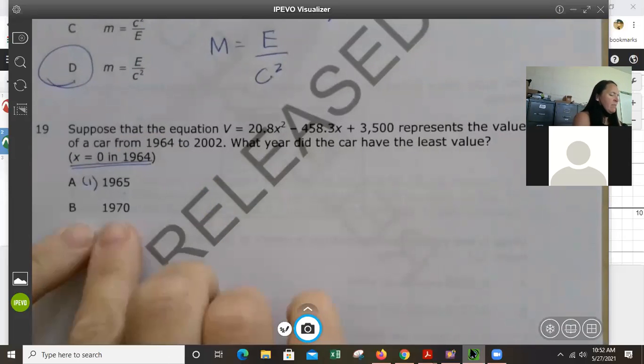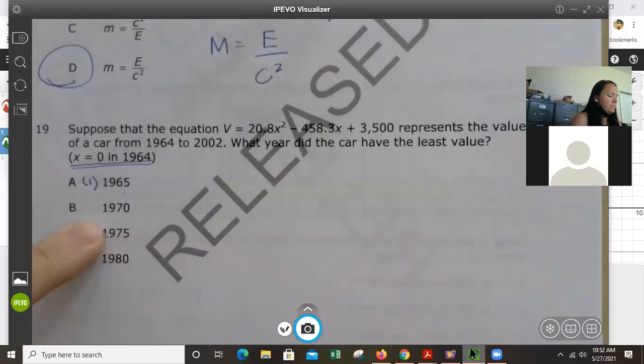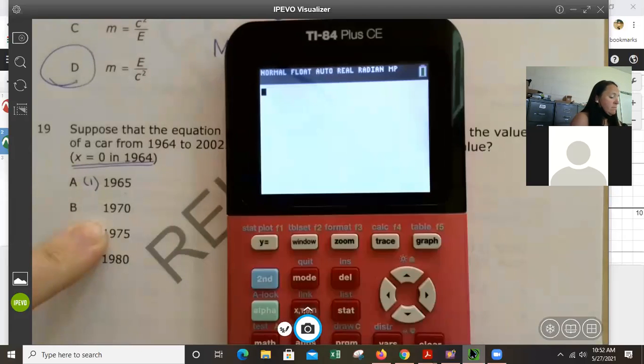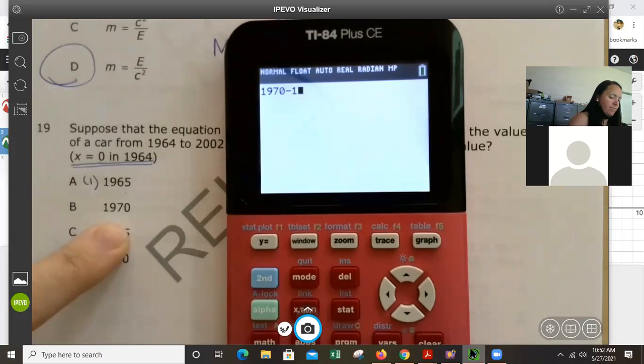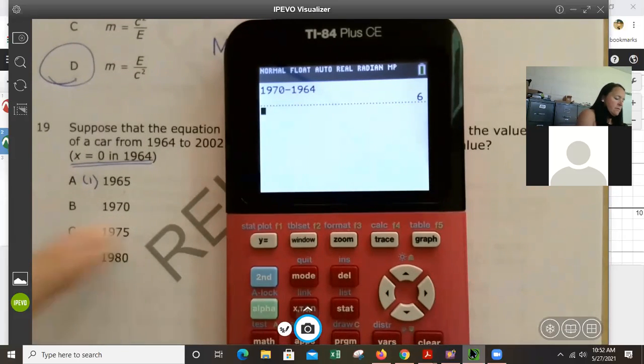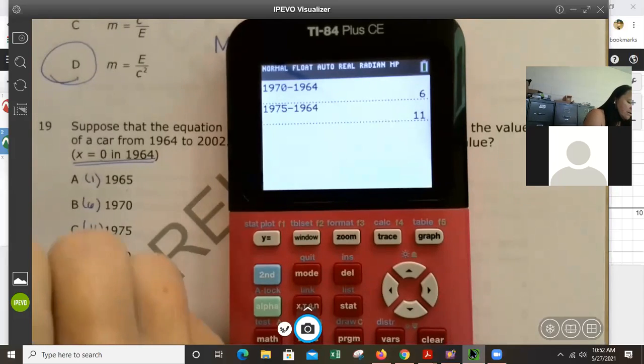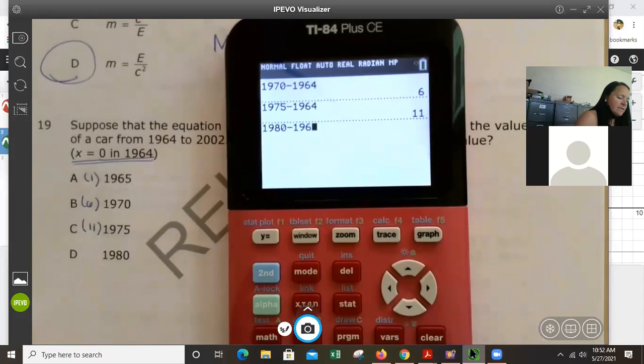What would 1970 be? How would I figure that out? I can use my calculator. How would I figure out how many years? Don't make it hard. Subtract it. How many years was that? So this one's going to be 6 years. How about 75? Do it again. 1975 minus 1964 is 11 years. And then 1980 minus 1964 is 16 years.